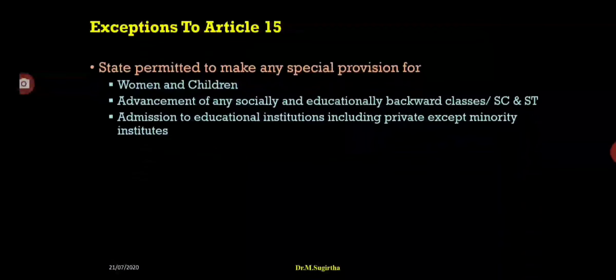There are three exceptions to this general rule of non-discrimination. The state is permitted to make any special provisions for women and children. For example, reservation of seats for women in the local bodies and provision of free education to children. The state is free to make special arrangements for socially and economically backward peoples or for scheduled castes and scheduled tribes.